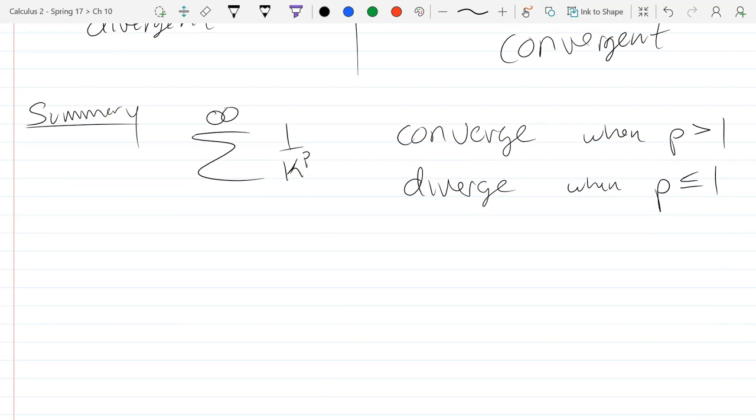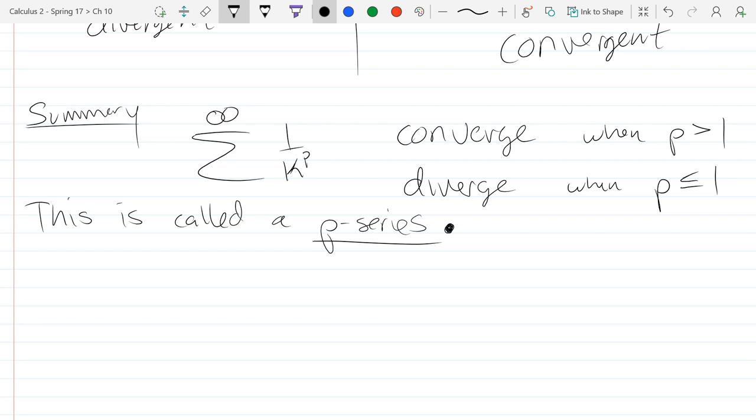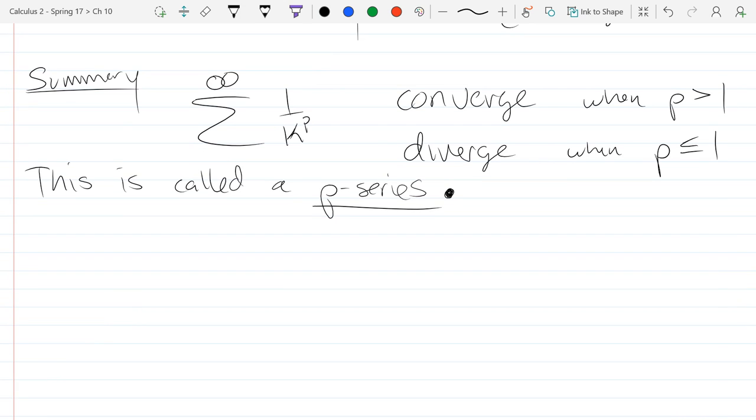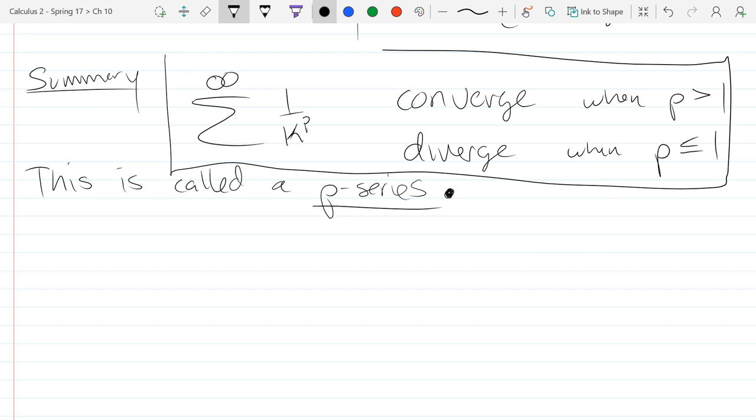So this is what we call a p-series. Sort of a lame name. p is an arbitrary choice, but that's the name of the series. This will be more useful than it may appear, so I recommend this gets on your cheat sheet. You're going to compare other series back to this series relatively frequently. It's going to be a very nice reference series.